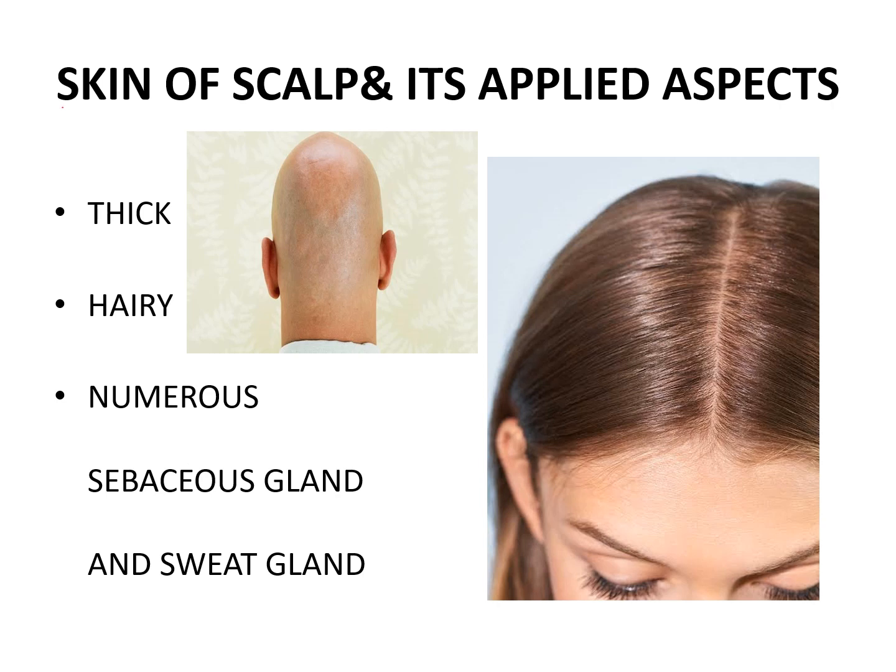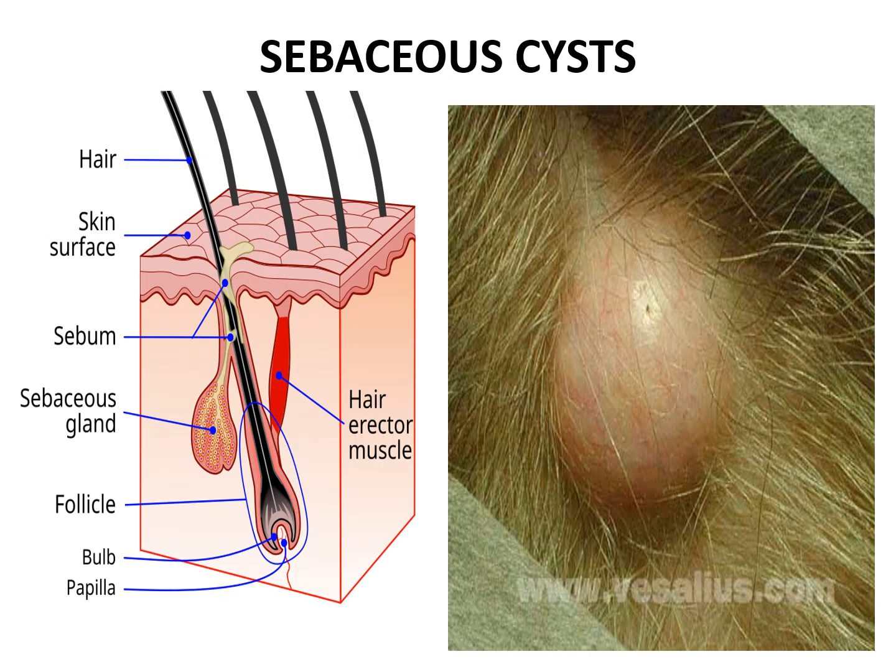So we are discussing the first layer of the scalp, which is the skin. The skin of the scalp, it is thick and it is hairy. Therefore, there are numerous sebaceous glands and the sweat gland. Since we have numerous sebaceous glands, we know that this is the sebaceous gland and this secretes sebum. The sebum via the sebaceous duct is poured out into the surface of the skin.